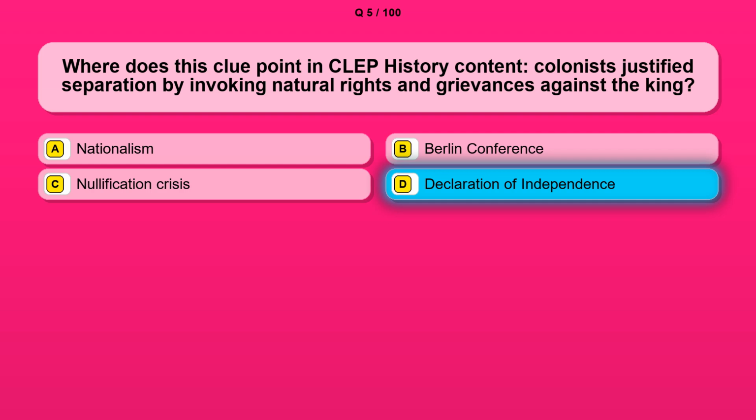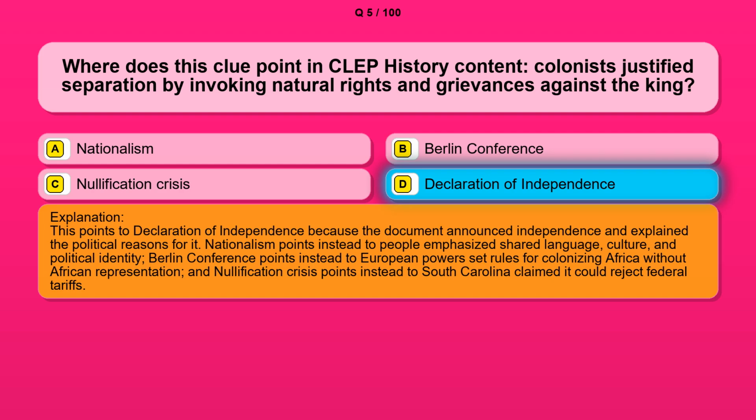Declaration of Independence. This points to Declaration of Independence because the document announced independence and explained the political reasons for it. Nationalism points instead to people emphasized shared language, culture, and political identity. Berlin Conference points instead to European powers set rules for colonizing Africa without African representation, and Nullification crisis points instead to South Carolina claimed it could reject federal tariffs.